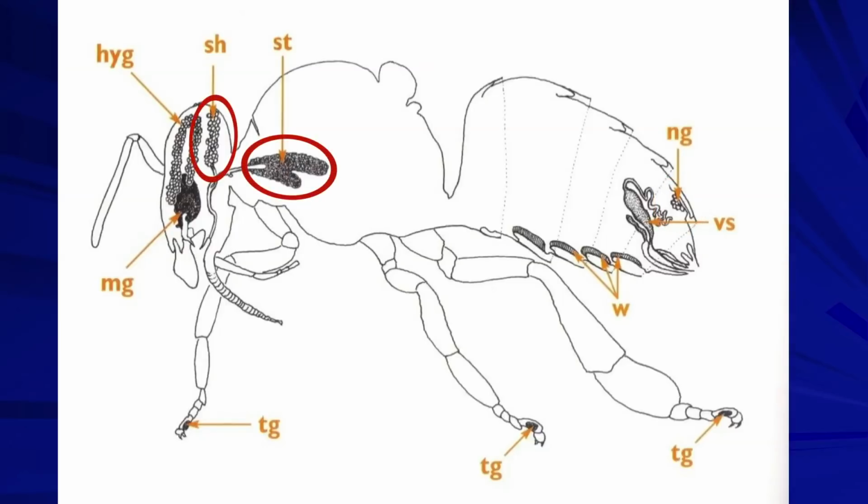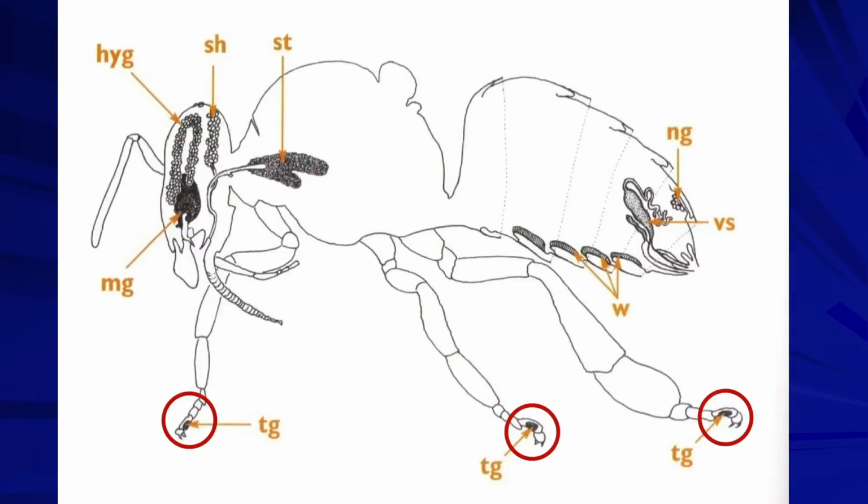Here we have salivary glands, one pair located within the head, the other pair located within the thorax. Here we have the hypopharyngeal glands, or brood food glands as they're sometimes referred to. We have the mandibular glands. We have the tarsal glands, as we indicated, that produce footprint pheromone in my presentation yesterday.